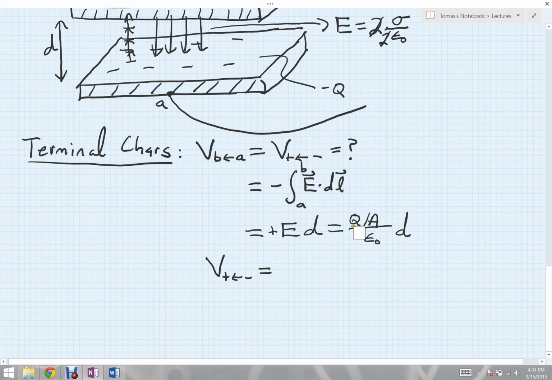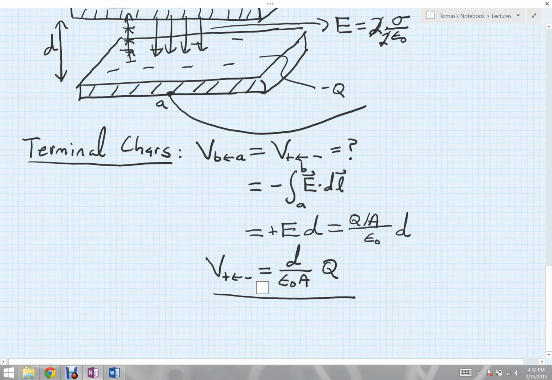Let's just rearrange things in terms of our basic variables. Let's factor Q out on the front. Let's move Q out to here. And then what we have left behind is D on top. A goes into the denominator, as you can see, and epsilon is already in the denominator, epsilon naught A times Q. So that is the basic terminal characteristic for our parallel plate capacitor.